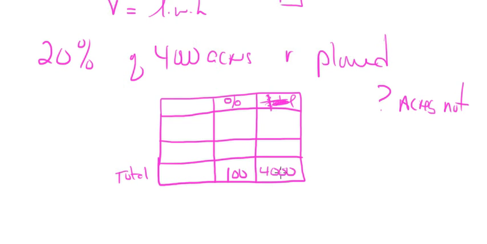4,000? Okay. And we said 20% of the 4,000 acres, that goes on top. Planted. This is going to be plowed? Not plowed? Okay, so 80% right here. Okay.